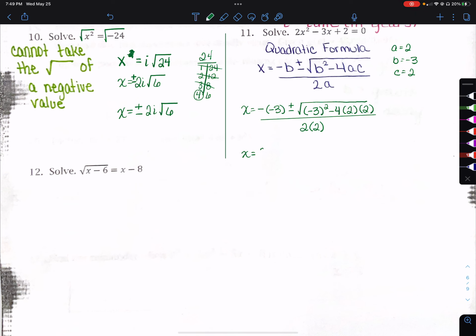So negative 3 is positive 3 plus or minus. I'm going to take this out and do it here. Negative 3 squared is 9 minus 4 times 2 is... Sorry, 16. I'm thinking ahead. 4 times 2 is 8. 8 times 2 is 16. So now I have 9 minus 16. So 9 minus 16 gives me negative 7 all over 4.